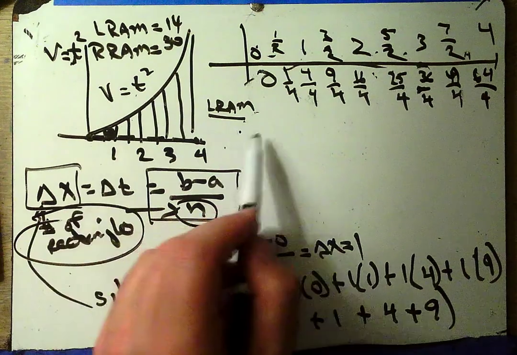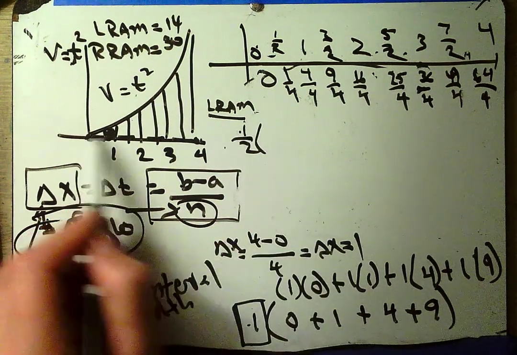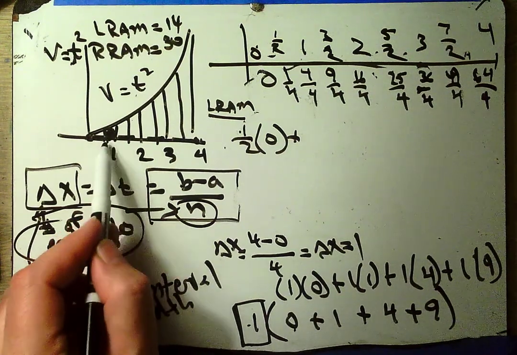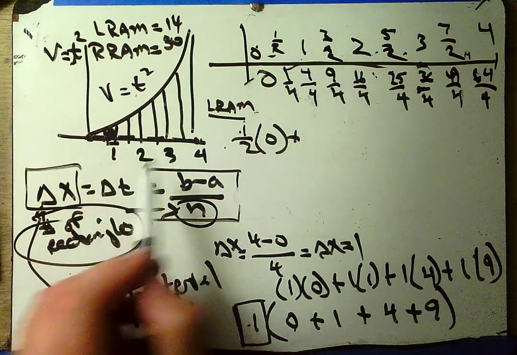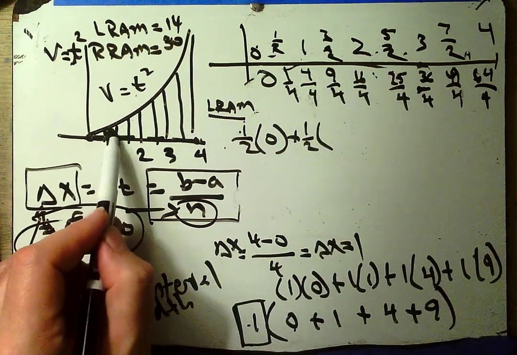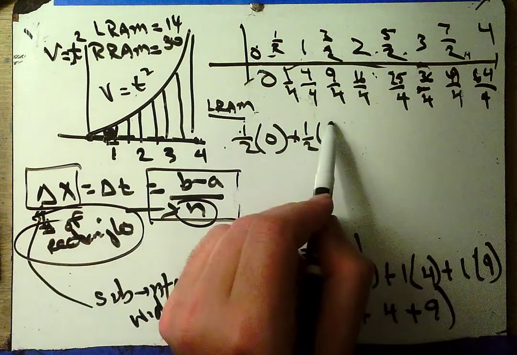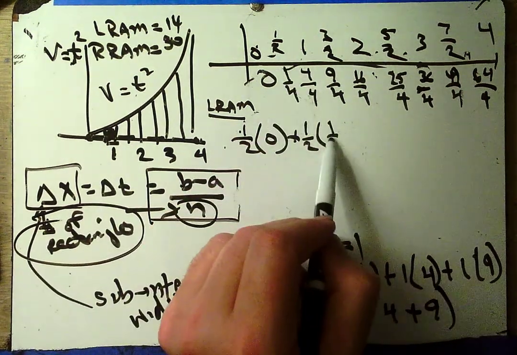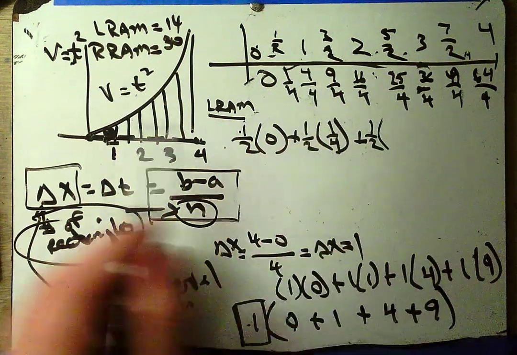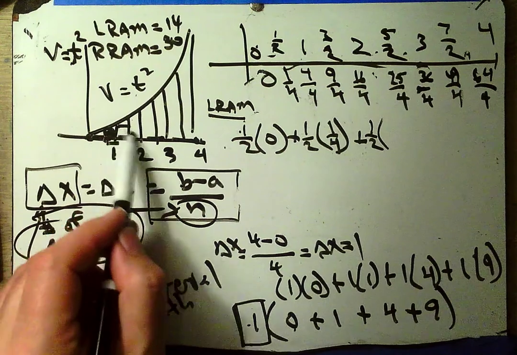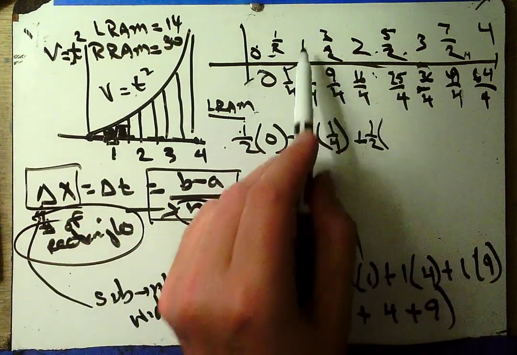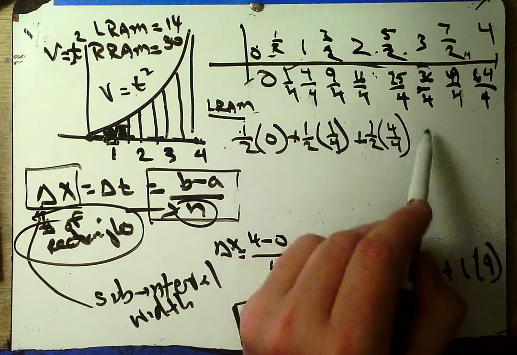The subinterval width is still 1/2, but the height here at 0 is 0. Now I'm doing the second rectangle, and the width is still 1/2, but now the height is not the height at 1, but on the left side, at 1/2. The height at 1/2 is 1/4. Plus, again, the subinterval width is 1/2, but now I need the height because I'm finding this area. My height here at 1 is 1 or 4/4.